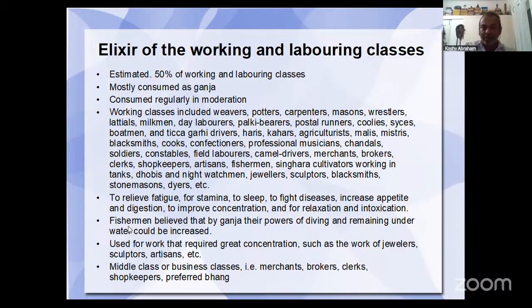Fishermen believe that by using ganja, they could stay underwater for longer and improve their powers of diving. The people who are involved in very intricate and delicate work that involved a high amount of concentration, such as jewelers, sculptors, artisans, etc., used cannabis to be able to concentrate on their work for long periods of time, and especially to work on minute details. We see that the business classes also used cannabis extensively, but they preferred to have it more as the beverage bhang than smoking it as ganja.